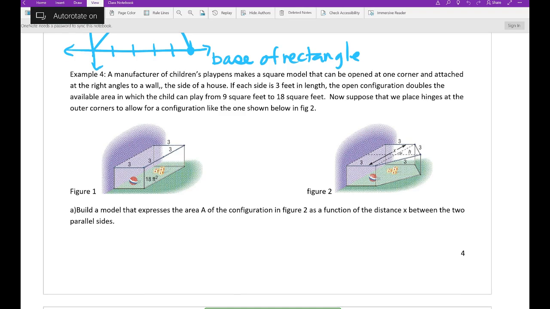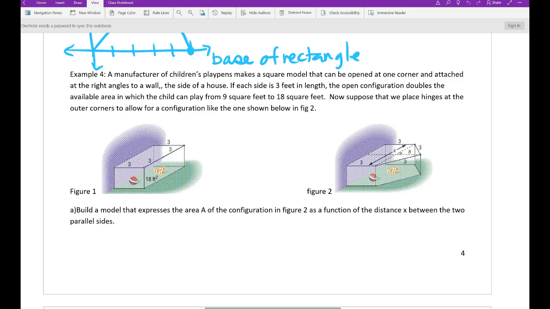Okay, there we go. Example 4. A manufacturer of children's playpens makes a square model that can be open at one corner and attached at right angles to a wall, the side of the house. If each side is 3 feet in length, the open configuration doubles the available area in which the child can play from 9 square feet to 18 square feet.